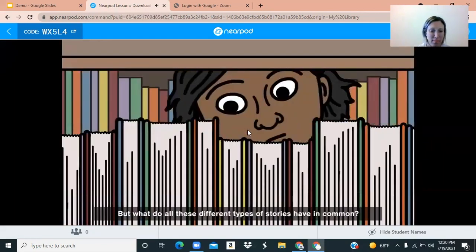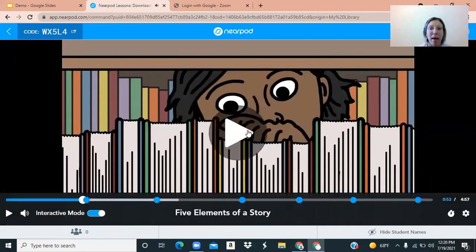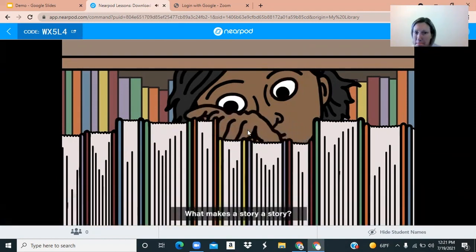But what do all these different types of stories have in common? Think about that. Think about the stories that you've read, the books that you've read, and think about what they all have in common. Besides just having words and a cover, what do they have in common? What makes a story a story?